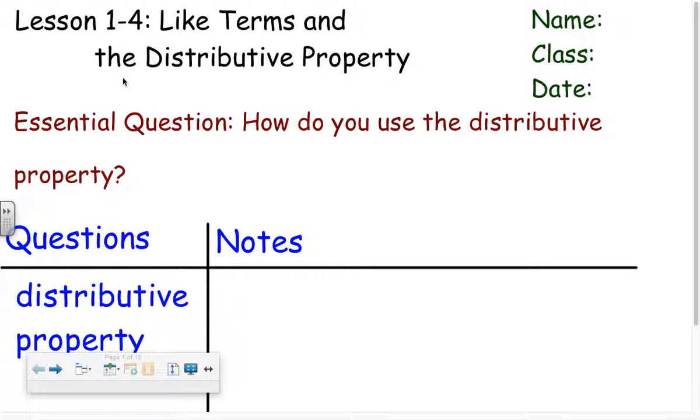Lesson 1-4, like terms and the distributive property. Essential question: how do you use the distributive property?